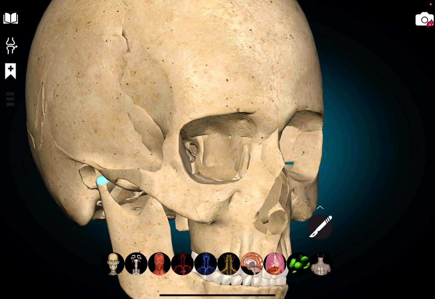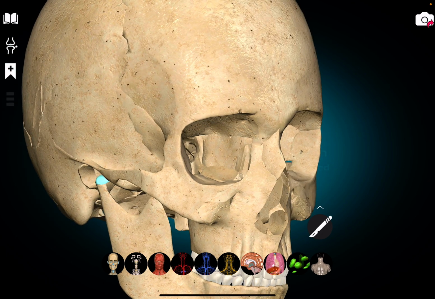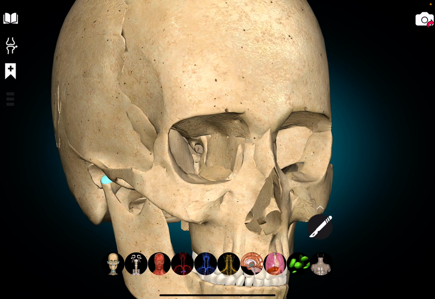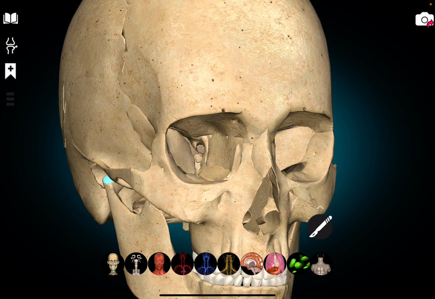Now behind this, behind the ethmoid, is the body of sphenoid, in which the two roots of the lesser wing of sphenoid are coming into contact, enclosing a foramen which is called the optic foramen. And between this greater wing of sphenoid and the lesser wing, you see the superior orbital fissure.